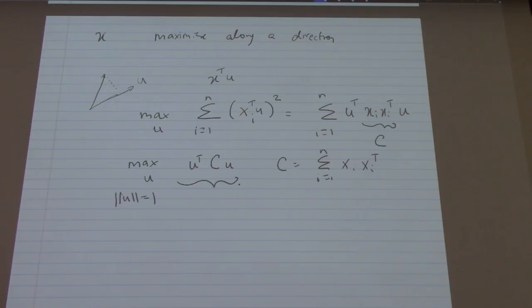Yeah? You want to say something? So if you have a matrix, you want to maximize this. What is the thing that you get? Wouldn't it be an eigenvector for the largest eigenvalue? It would.